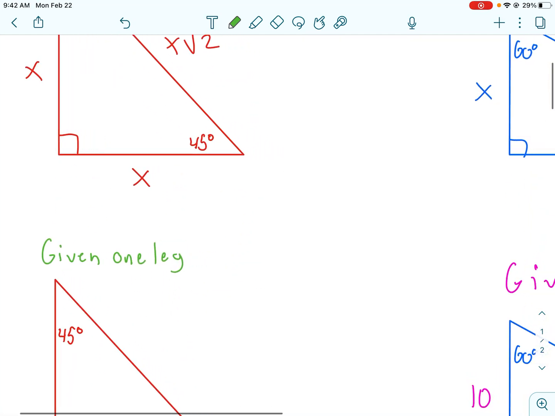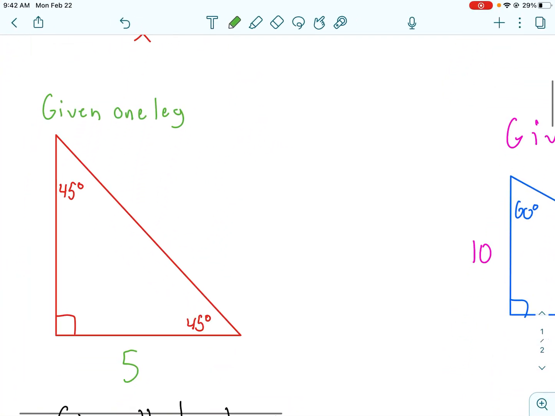So here's a problem. If you're given one of the legs, sometimes these angles are just marked as congruent. They don't say 45, but then you know that they're both 45 if they're congruent to each other, and this is 90. So if I'm given one leg, which I am right here, it is 5. The other leg is automatically 5.